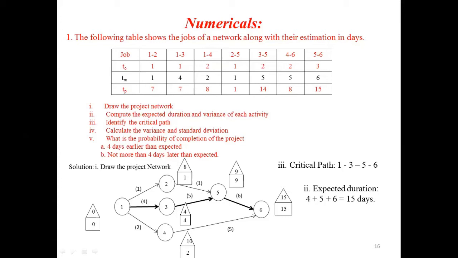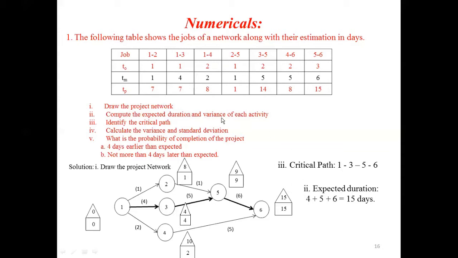and hence the expected duration is given by, for 1 to 3. For activity 1 to 3, the most likely time estimated is 4. Hence you have to write 4. For 3 to 5, it is 5. Here you have to write 5. For 5 to 6, you have 6. Here you have to write 6. Then you will get 15 days. That is, the expected duration is over.